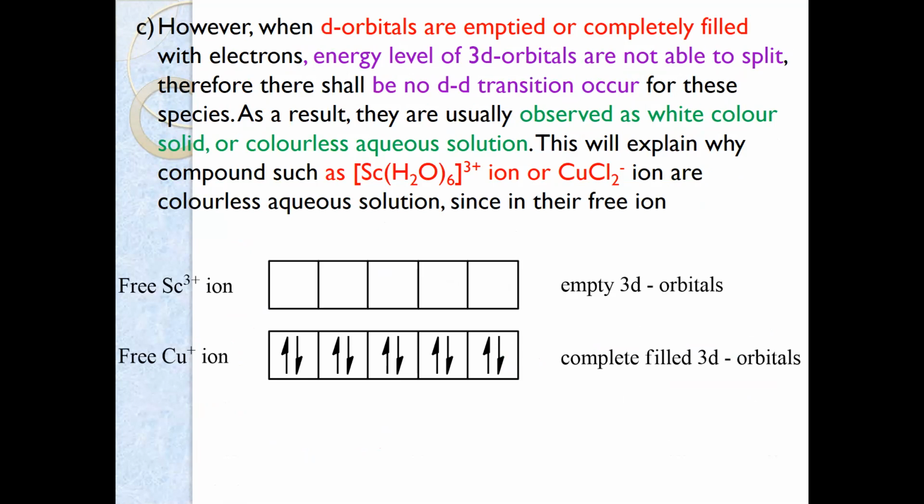Okay, so there is still splitting. Whenever you form complexes, the splitting still takes place. However, if the d orbitals are empty, or completely filled, the electrons are not able to excite. So when there is no d-d transition, no color is absorbed. So this substance in solid form will be seen as white. In aqueous solution, most of the time it will be seen as a colorless solution. Okay, so this is how we are going to explain this.